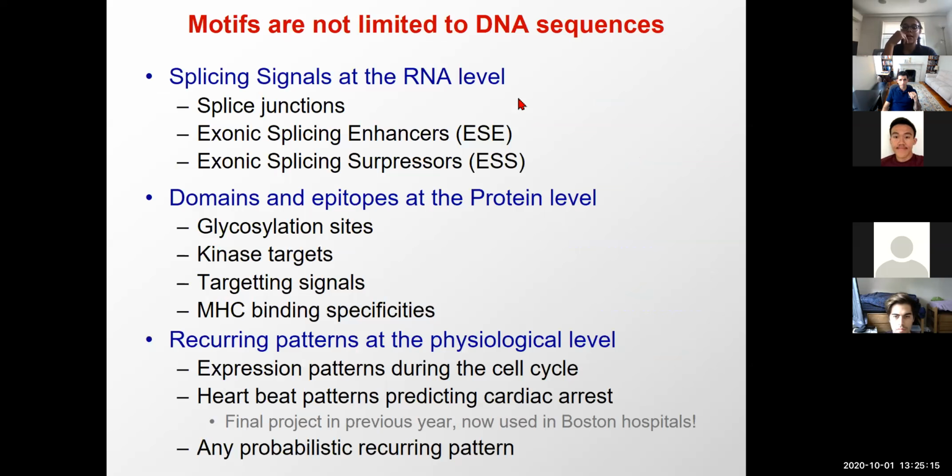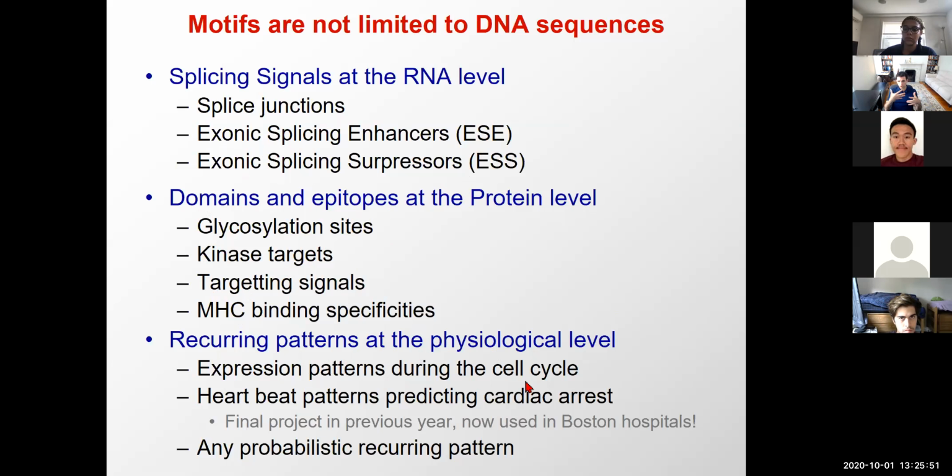That's great. All right, so again, motifs are not limited to only DNA sequence. So splicing signals at the RNA level with splice junction, exonic splicing enhancers, exonic splicing suppressors, intronic enhancers, intronic suppressors. Specific domains and epitopes at the protein level, for example, glycosylation sites can be represented as motifs, kinase targets, targeting signals, the major histocompatibility complex binding specificities, and also recurring patterns at the physiological level can be represented as motifs. For example, gene expression patterns during the cell cycle.